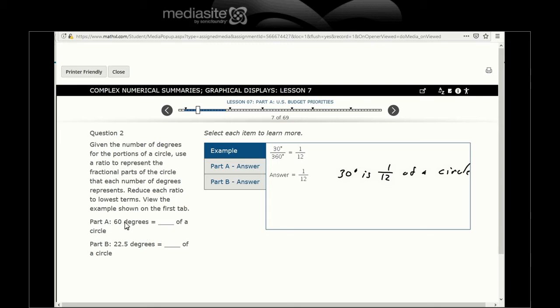So for part A, 60 degrees. 60 degrees over 360 degrees basically reduces to 1/6, because 60 goes into 360 six times. Or 60 degrees is 1/6 of a circle.